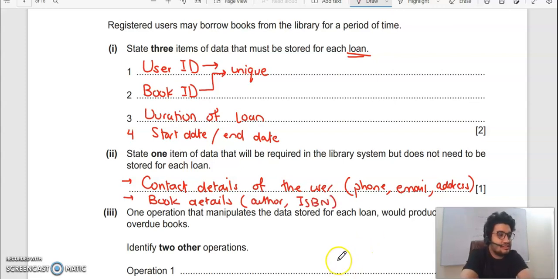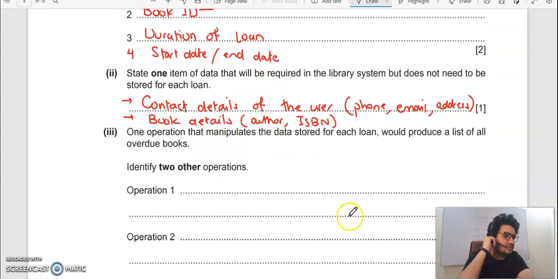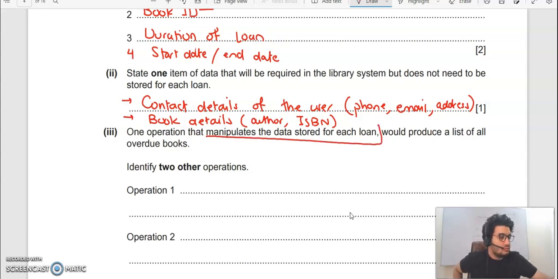Okay, so it says one operation that manipulates the data stored for each loan would produce a list of all overdue books. Identify two other operations. Now, one operation that manipulates the data stored for each loan. Obviously you can think of a lot of operations, but the operation has to revolve around the fact that you are manipulating the data stored for each loan.